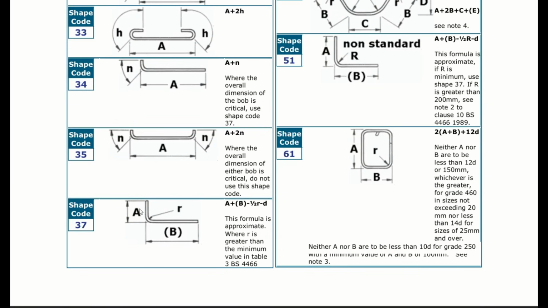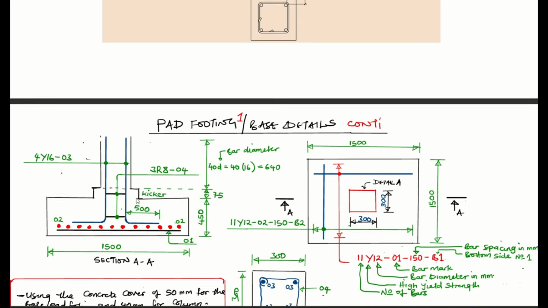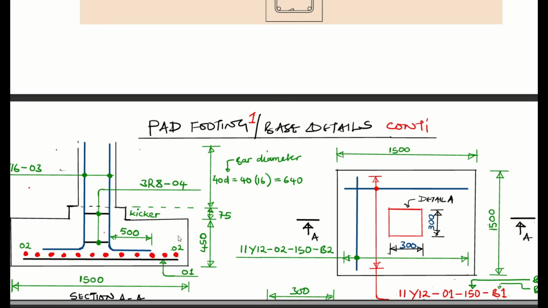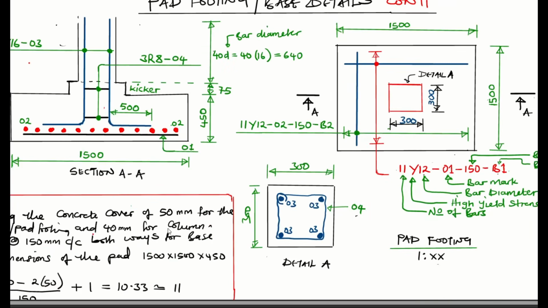37. Now shape code number 37 has elements A, B, and R. Your B is what we call the leg length. From here to here. That's your B. Your A is the length from the bottom of this rebar all the way up to the top where it's going to be ending. So when we come here, let me just zoom this in. Yes. So here we have from here to here, this is going to be our B. This is what I was calling the leg length.